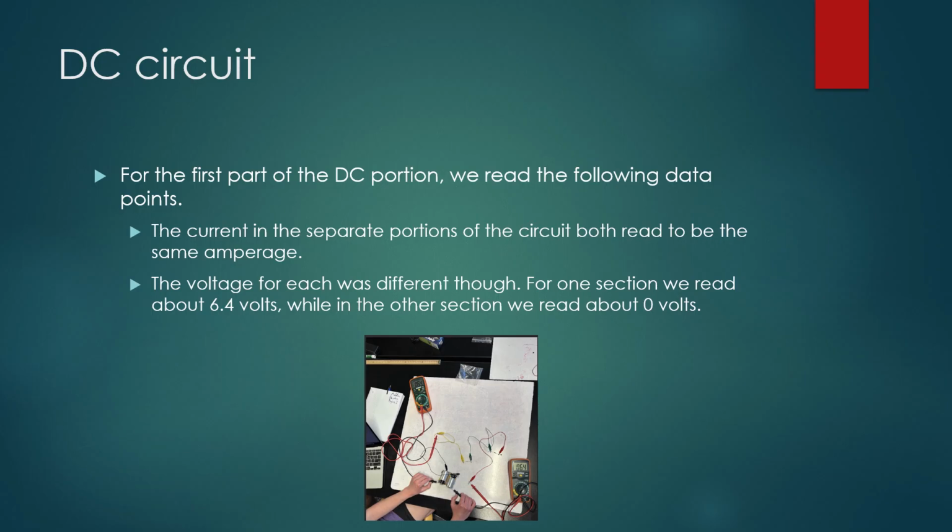For the DC circuit, the first part was the DC portion. We read the following data points. The current in the separate portions of the circuit both read about the same amperage, about 20 milliamps, and then the voltage for each was different though. For one section we read about 6.4 volts, while the other section had about 0 volts.